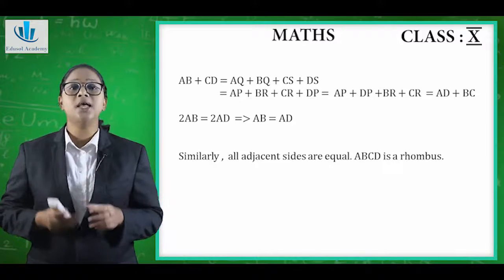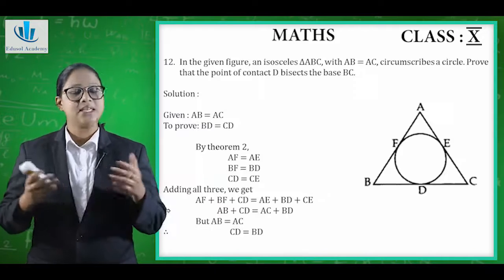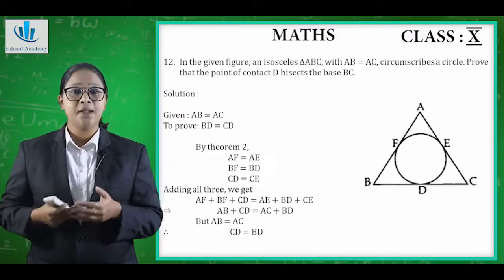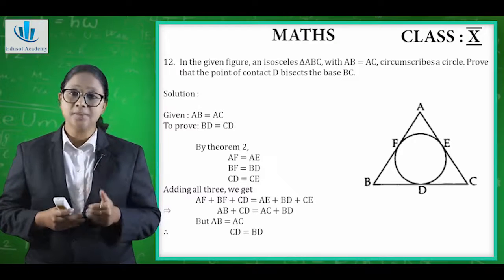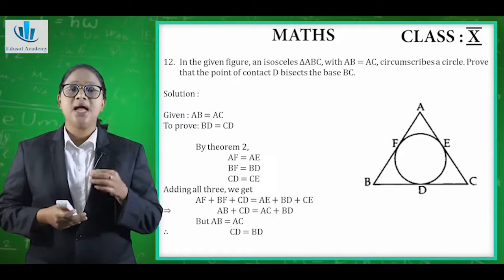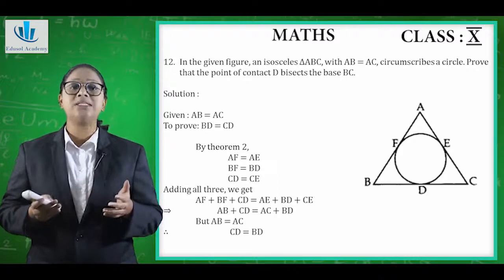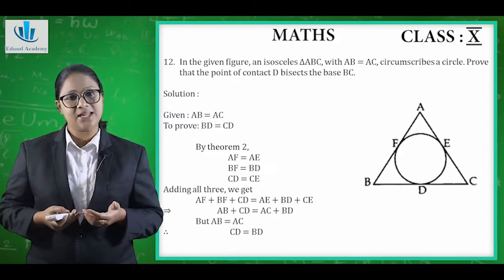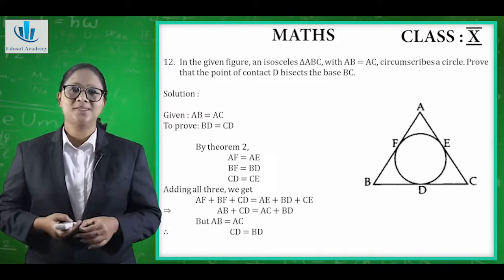So the equation becomes 2AB is equal to 2AD, and we can cancel the 2 common on both sides. That becomes AB is equal to AD. Now AB and AD are adjacent sides, so AB equal to AD. Similarly, all the adjacent sides can be proved to be equal to each other, which means that all the sides of the parallelogram ABCD are equal, so ABCD is a rhombus, hence proved.